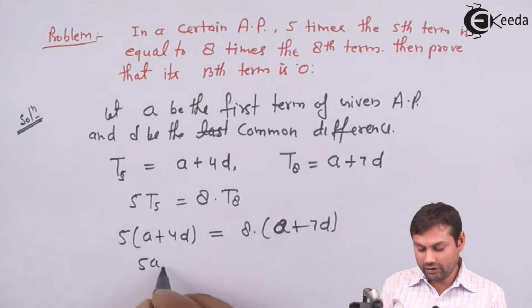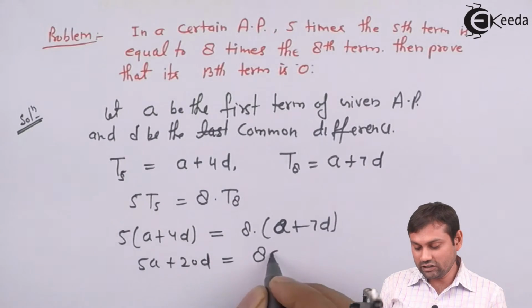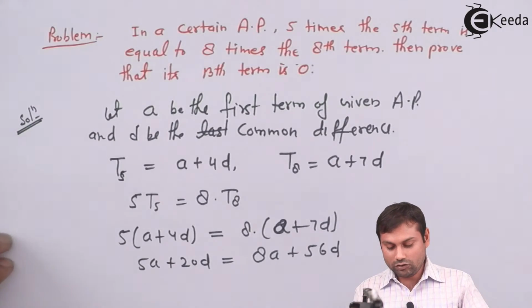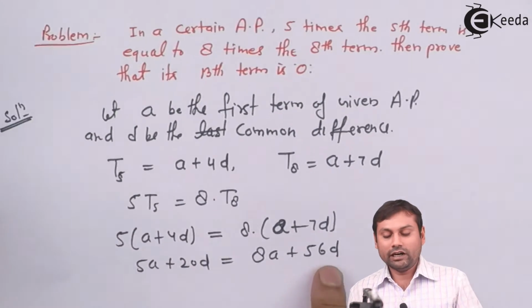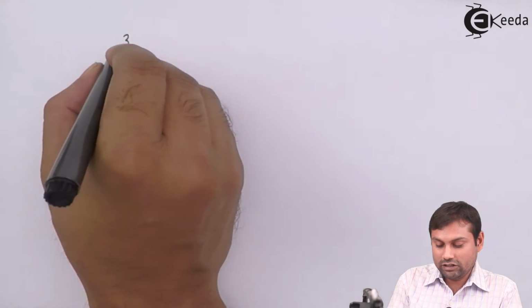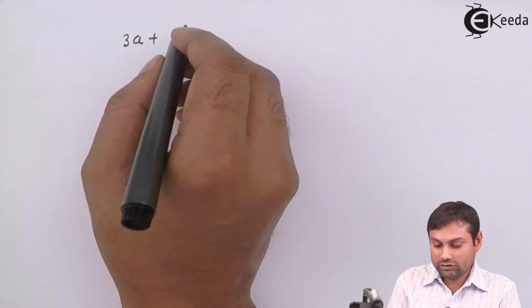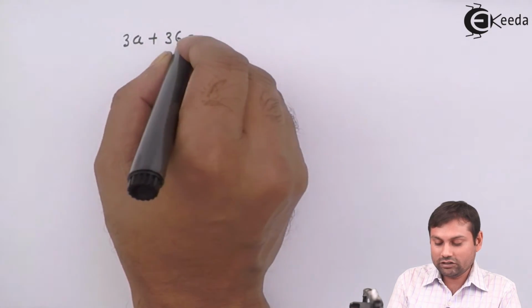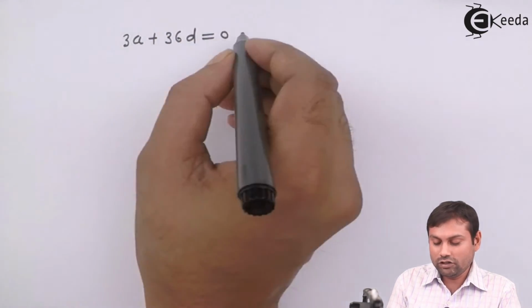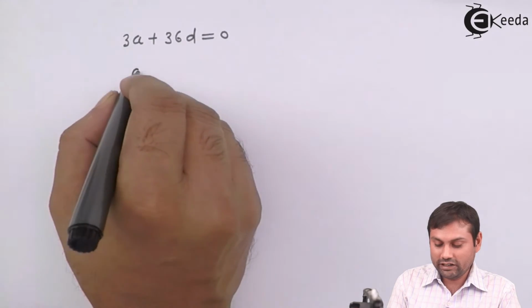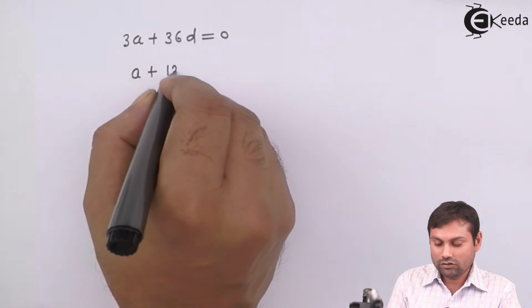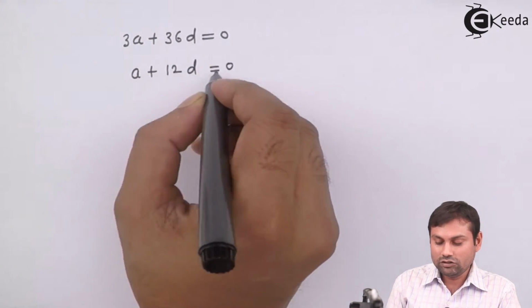This is 5A plus 20D. This is 8A plus 56D. So now put these values here, right hand side. So what we get? We get 3A plus 36D equals to 0. Now divide by 3. We get A plus 12D equals to 0.